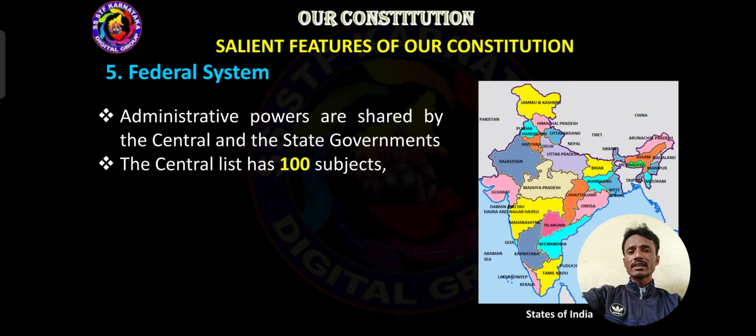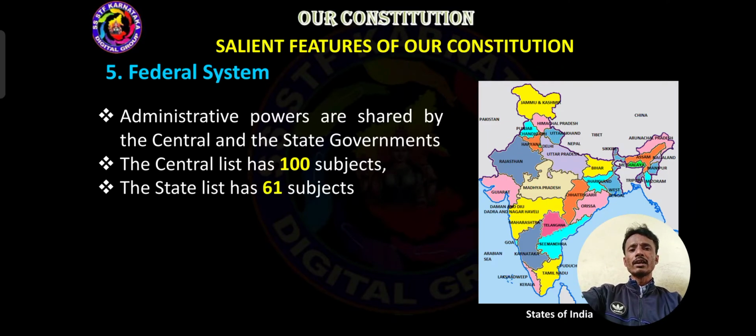See that the central list has 100 subjects. Subject means topics. Central government list has 100 topics. The state list has 61 subjects, 61 topics. So this is very very important. Got it? How many subjects consist of central list and how many subjects consist of state list? Central list 100 subjects, state list 61 subjects.